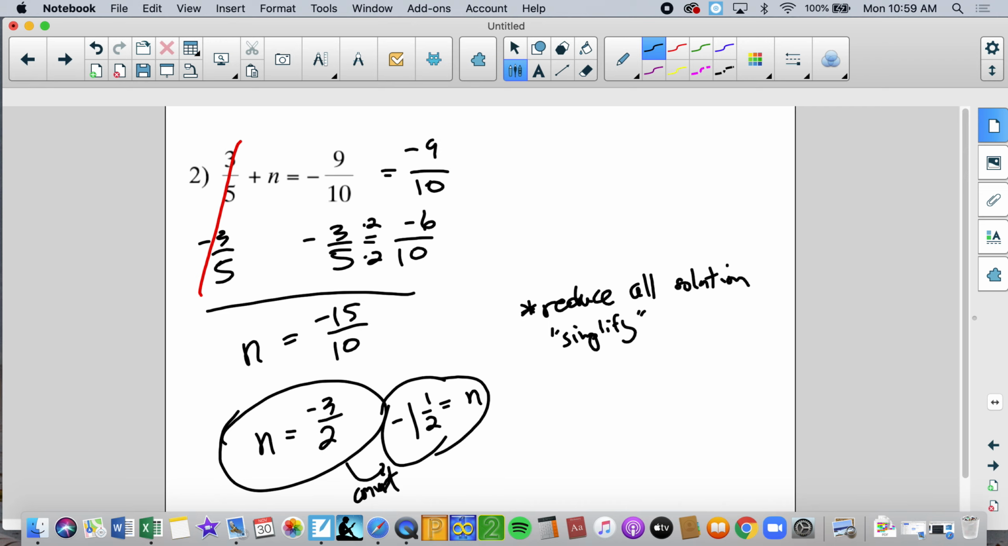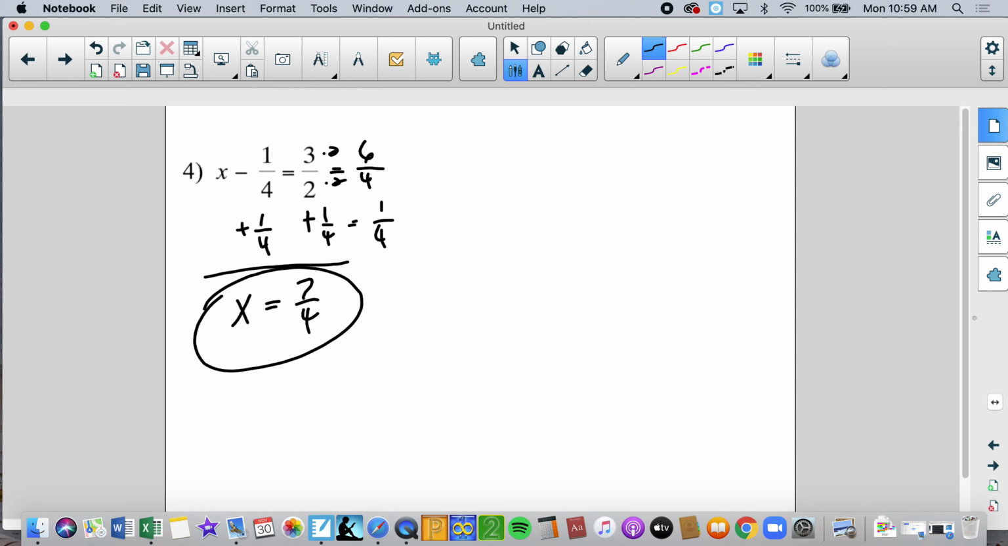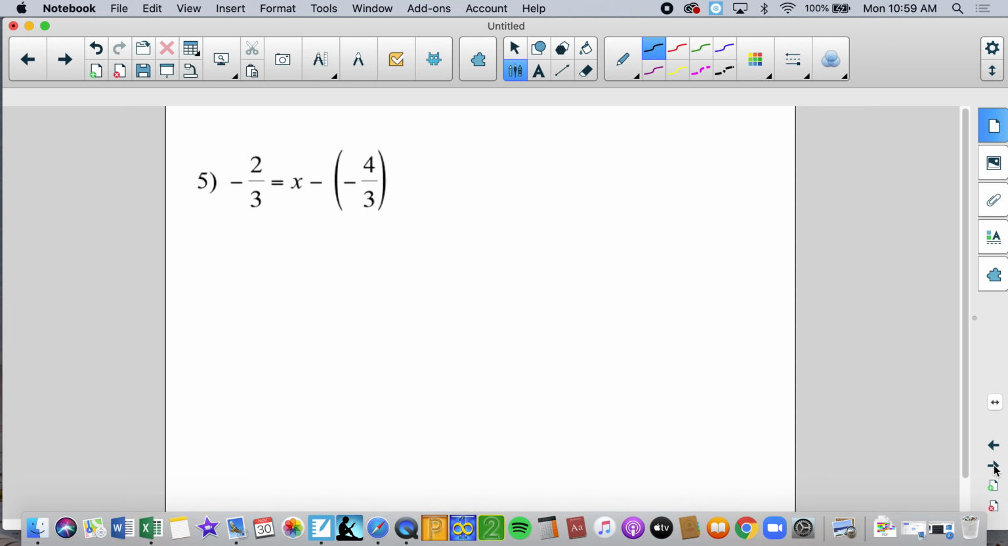I'll just put the variable there just for consistency. All right, x minus 1/4 equals 3/2. So I'm going to get rid of that negative 1/4 by adding 1/4. My common denominator is 4. So 2 times 2 is 4, so I have to multiply the numerator of that fraction to 6/4. x equals 7/4, or x equals 1 3/4.